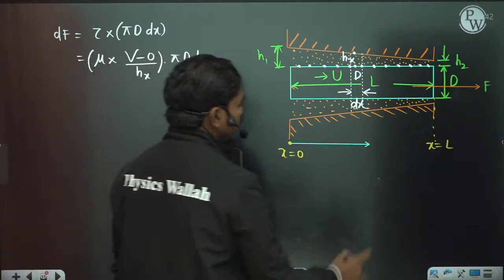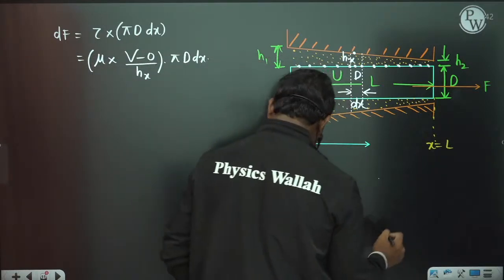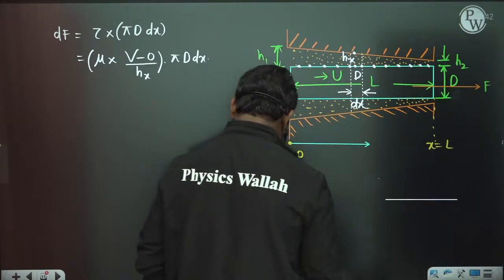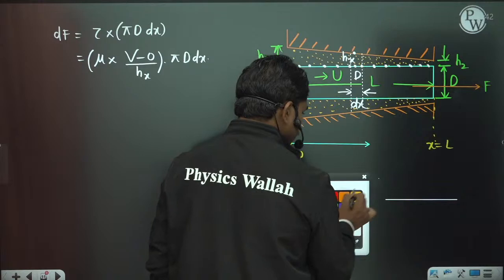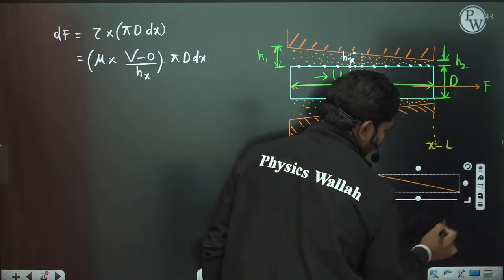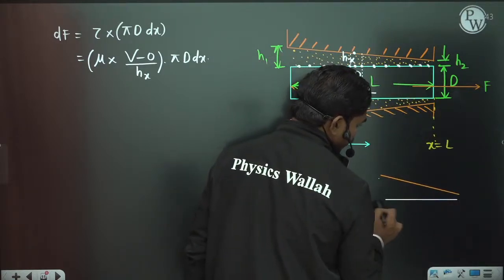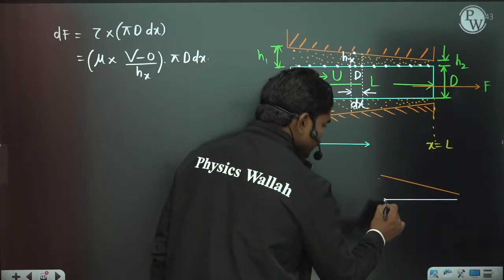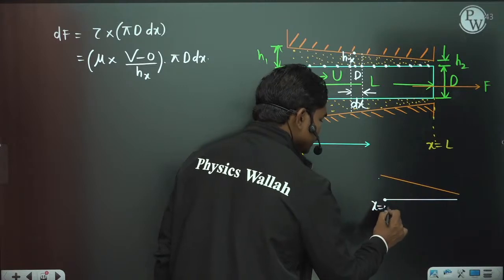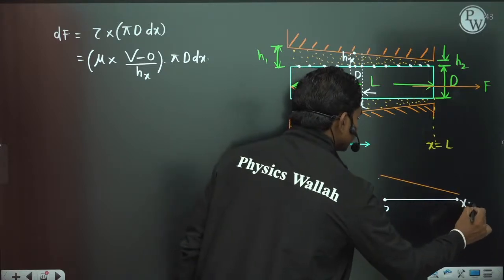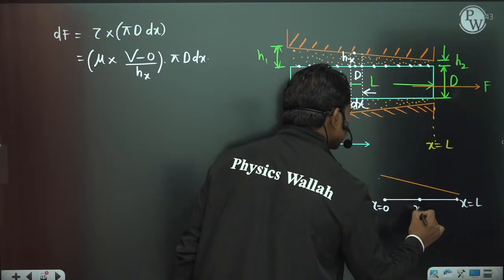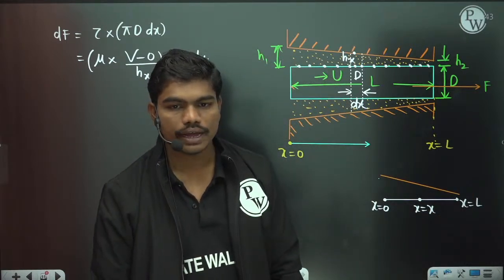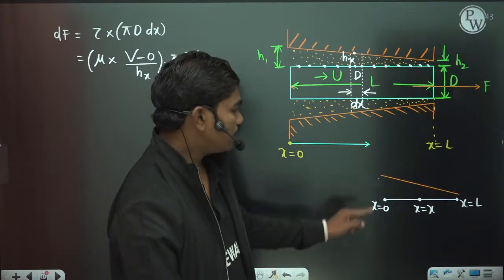So what is h(x)? Look, try to understand one thing. This is the shaft. This is the bearing, actually. Now tell me one thing. Let us suppose I start x is equal to 0, for example, here x is equal to L, and this is some location where x is equal to x, for example. So at some location x is equal to x.